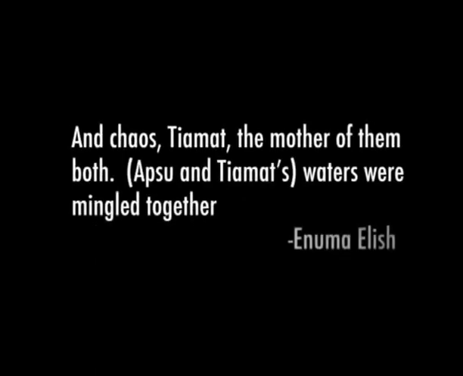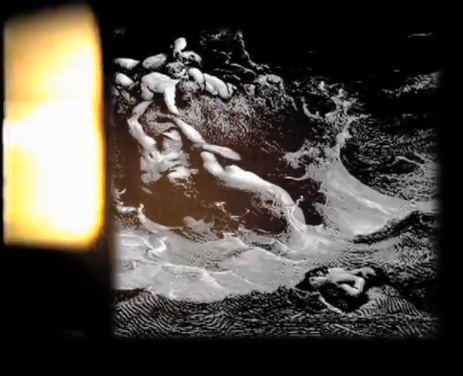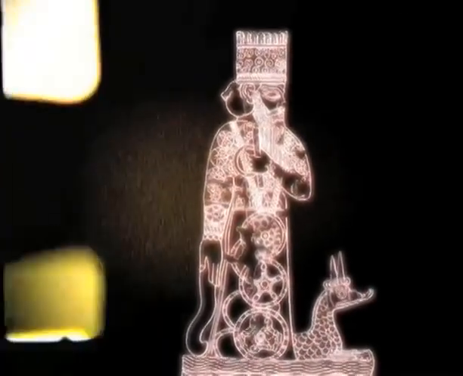In chaos, Tiamat, the mother of them both, Apsu and Tiamat's waters were mingled together, meaning that the chaotic waters of Tiamat were somehow mixed with the sweet waters of Apsu. Apsu was the Sumero-Akkadian god of the abyss beneath the earth. Tiamat, also known as Lucifer, was known as a serpent or dragon and was defeated by Marduk.